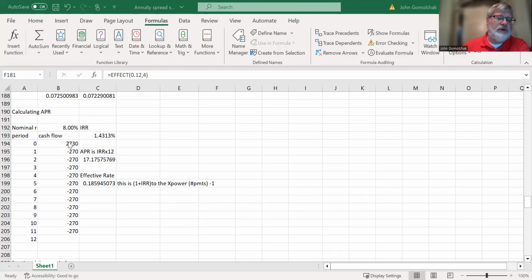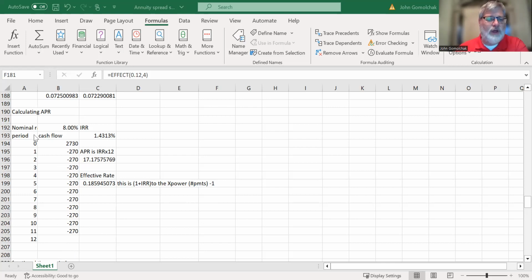Okay, so now remember, we borrowed $3,000. However, we were required to make the first payment of $270 at the same time. So we really only got $2,730. And that's a positive number because it came to us. Okay, so now we take that, and then each of the next 11 months, we make the remaining payments of $270. And those are negative numbers because we're making the payments.